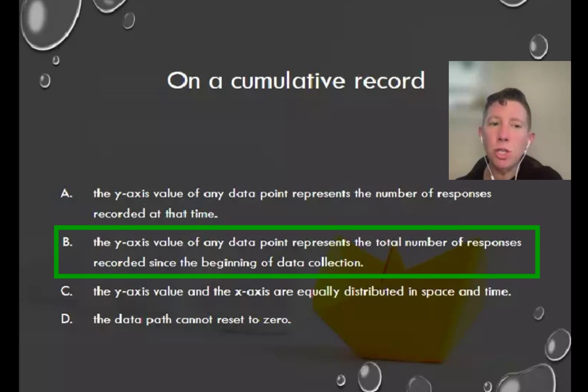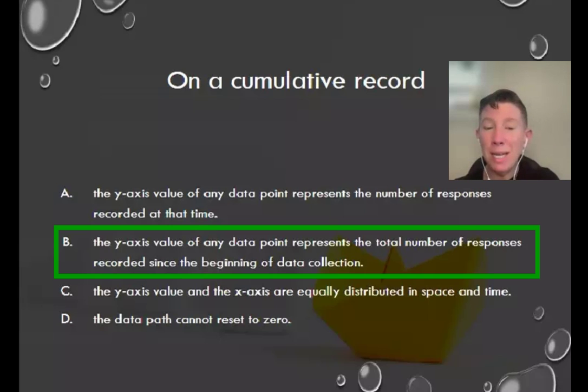So then it's tough to choose between B and D, but hopefully when answering a question like this, you know that it is possible to reset to 0, or at the very least, you can look at the language in D where it says cannot reset to 0. It makes it where that has to be true 100% of the time for us to choose that answer. And that just isn't the case. We're left with the correct answer, which is B.